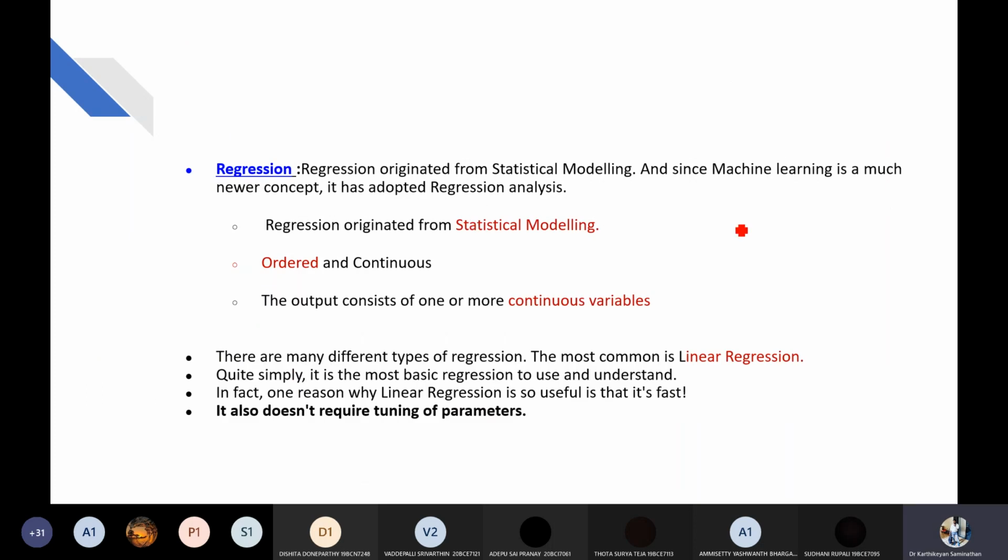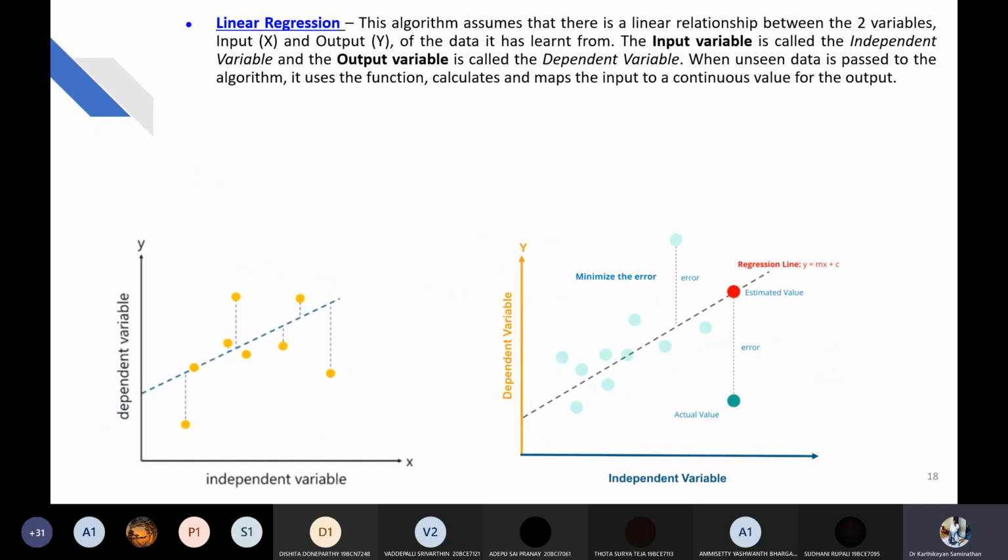Regression comes from statistical modeling. Since machine learning is a much newer concept, it has adopted regression analysis. Regression is ordered and at the same time continuous; the output consists of one or more continuous variables. There are many different types of regression. One of the most commonly used is linear regression, because it is easy to understand and we get good efficiency. Linear regression does not require any tuning parameters; you need not change or alter any parameters, as it comes with defaults.